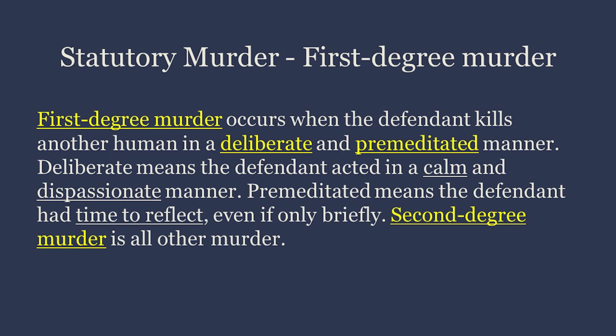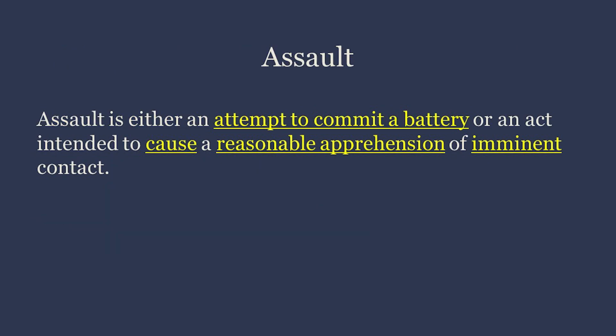Statutory murder. First-degree murder. First-degree murder occurs when the defendant kills another human in a deliberate and premeditated manner. Deliberate means the defendant acted in a calm and dispassionate manner. Premeditated means the defendant had time to reflect, even if only briefly. Second-degree murder is all other murder.